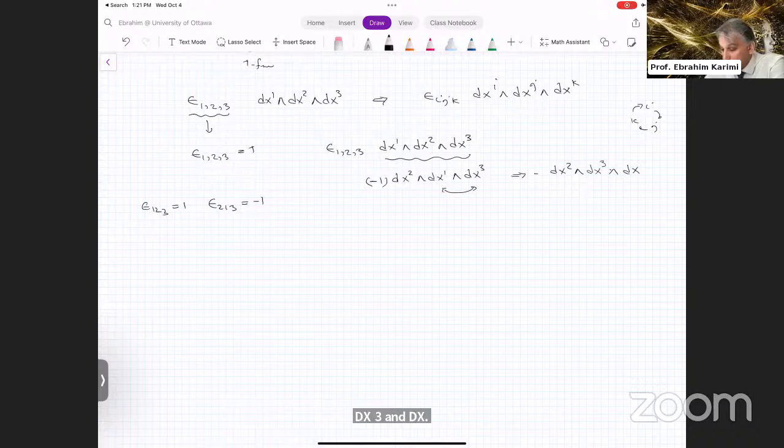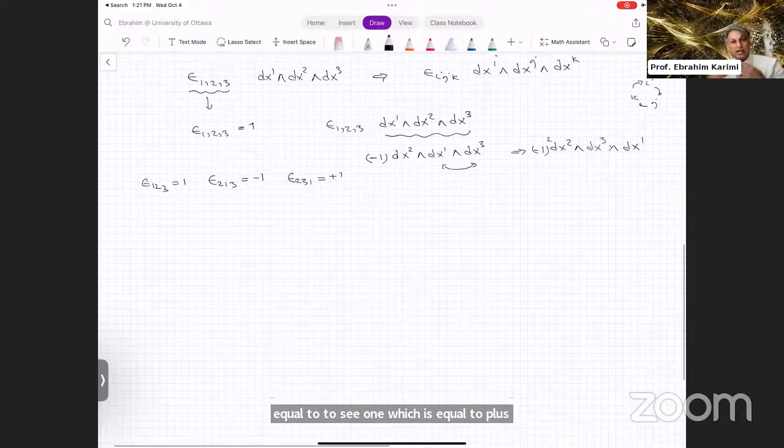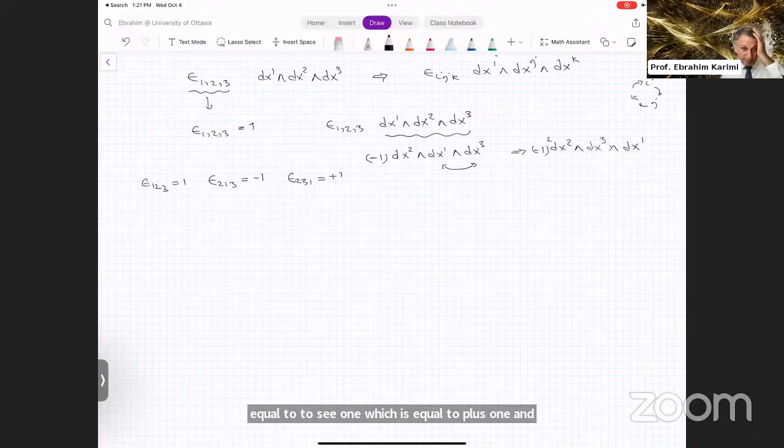Then I will get another minus sign. It will be minus sign power of 2, which is a positive sign. Then that is equal to epsilon 2, 3, 1, which is equal to plus 1. And using the same formalism, you can expand and get the Levi-Civita notation in n-dimensional space or in p-dimensional space.